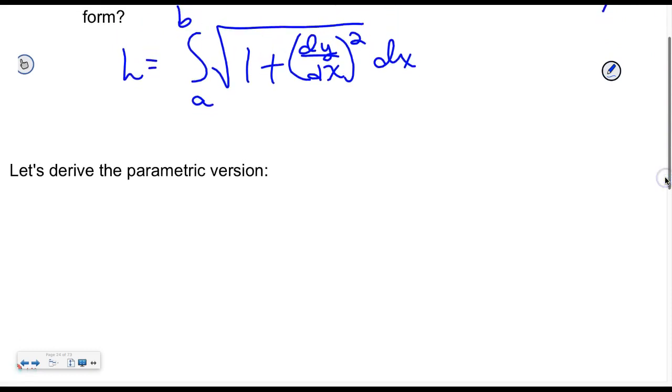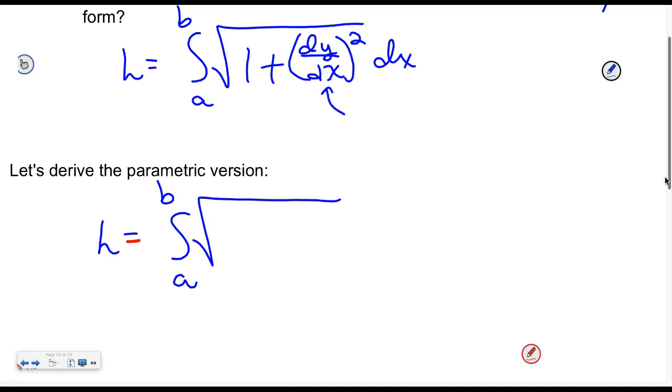For the parametric version, what I need to do is have it controlled by t. My integral is going to have to be limits of t. My differential is going to have to be dt. And I'm going to basically have to get rid of all the dx stuff in there. So what I am going to do first is use yesterday's formula for the parametric slope of the tangent line.